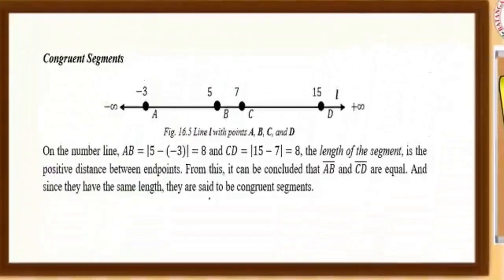Now we have here the congruent segments. On the number line, we have AB is equal to the absolute value of 5 minus the quantity of negative 3, then it is equal to 8. And CD is equal to the absolute value of 15 minus 7, then it is equal to 8. The length of a segment is the positive distance between the endpoints. From this, it can be concluded that segments AB and CD are equal. And since they have the same length, they are said to be congruent segments.